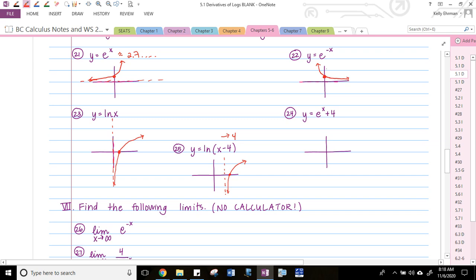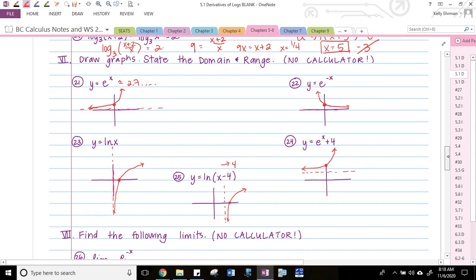And e to the x plus 4, so back to our e to the x graph, that got shifted up 4. So that would move the horizontal asymptote up 4 units. Instead of having a point at (0, 1), we'd be at (0, 5). Oh gosh, I'm not really allowing my e to the x graph to grow very quickly. There we go. That's better.